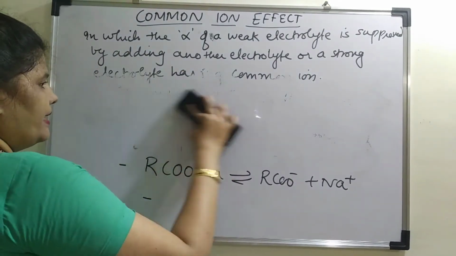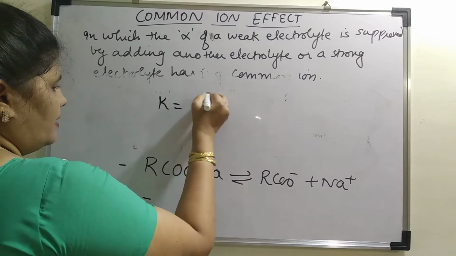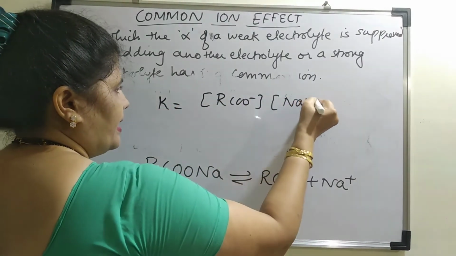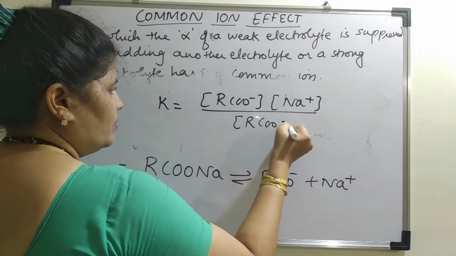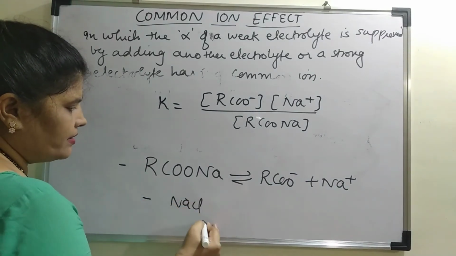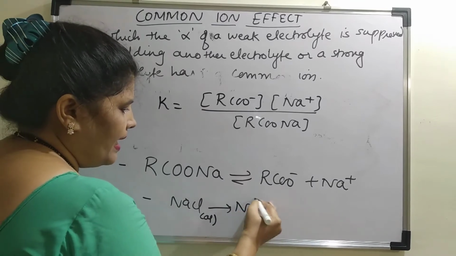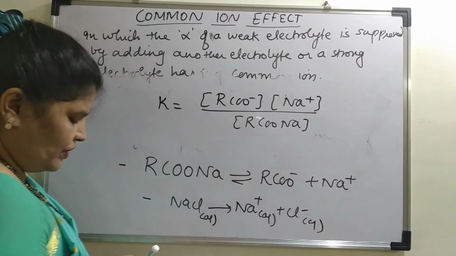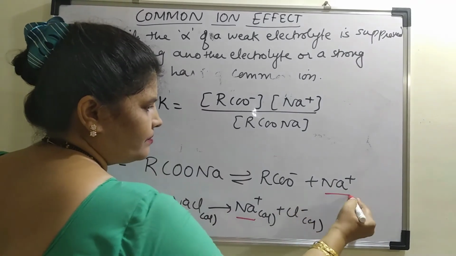So how will I write this? K is equal to the active mass of RCOO minus and Na plus upon RCOONa, right? Now I am adding NaCl to it. When I add aqueous NaCl, what will it form? Na plus and Cl minus. Now which is the common ion, students? The common ion is Na plus, right?